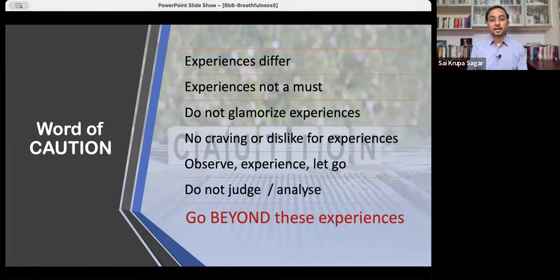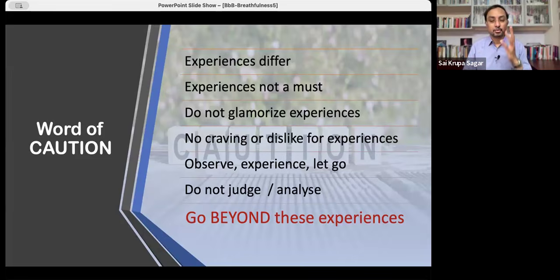And similarly, yesterday I had a very horrible time. I was fighting some crazy, cruel, scary thoughts during meditation. Today I'm very afraid to sit in meditation. Again, it is not possible. You'll not get a repeat of yesterday. So don't crave for certain experiences that you got or someone has or you heard. Similarly, don't dislike certain experiences that you got. The experiences are never permanent. All you need to do is just observe, experience, and let go.